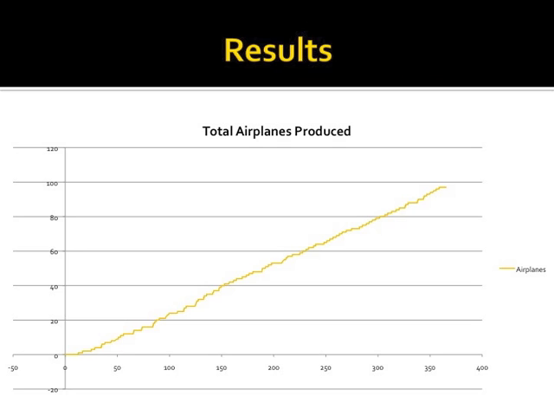Now, after inputting all this information into our simulation tool, we get some results. Here, we have a graph of the total number of airplanes produced in 1 year. As you can see, we have produced approximately 100 airplanes in 365 days.